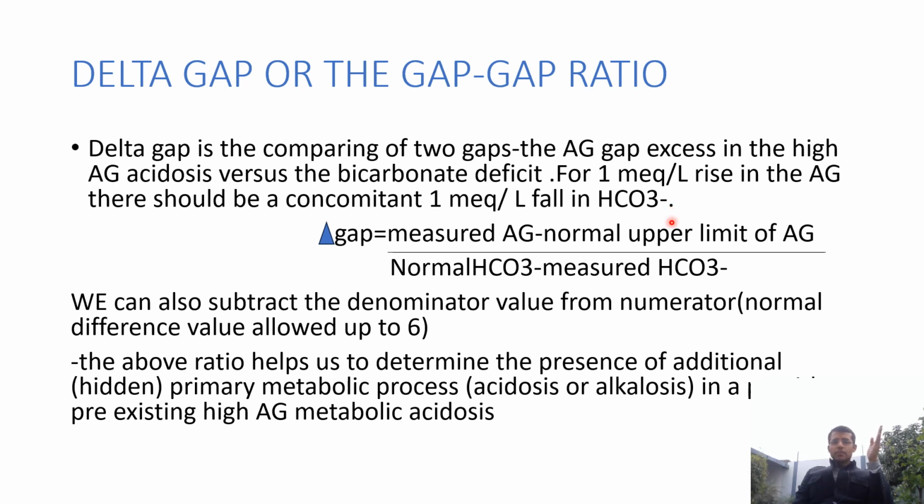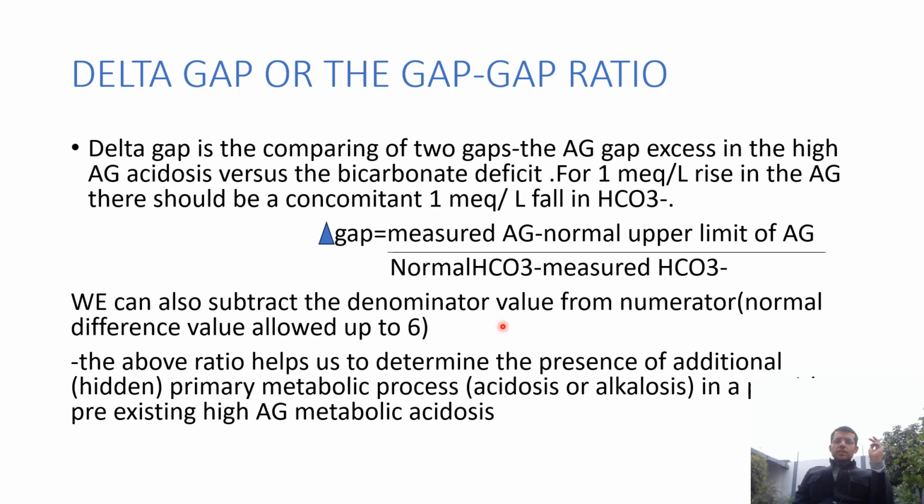In high anion gap metabolic acidosis, what we expect is that every 1 milliequivalent increase in anion gap above normal will be offset by a 1 milliequivalent fall in bicarbonate. So delta gap is measured anion gap minus normal upper limit of anion gap, divided by normal bicarbonate minus measured bicarbonate. So this equation you have to remember. We will be using it in clinical scenarios.